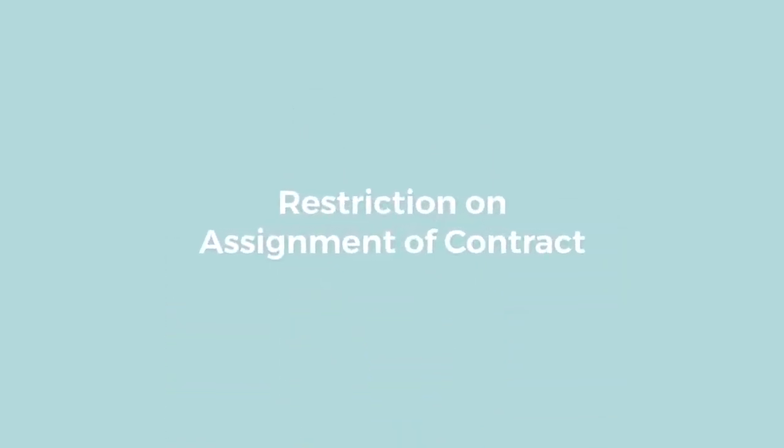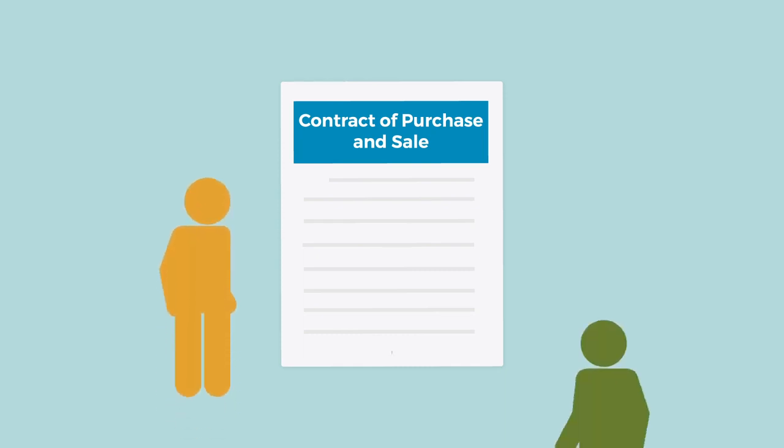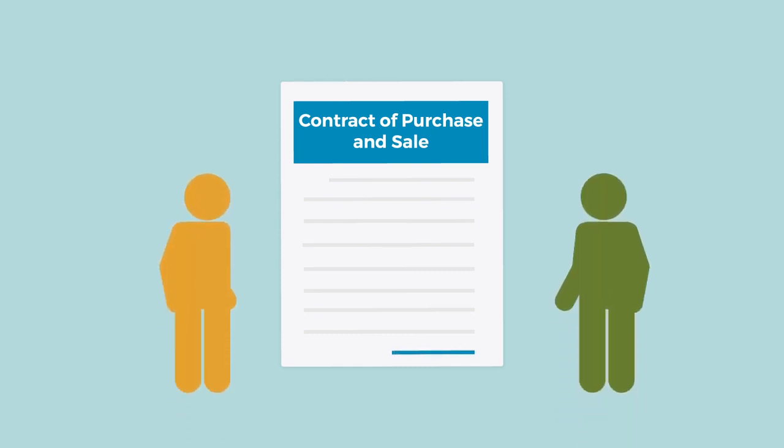Restriction on assignment of contract. The contract of purchase and sale provides that the contract cannot be assigned without the written consent of the seller, and that any profit from an assignment will be for the benefit of the seller unless otherwise agreed to by the buyer and the seller.